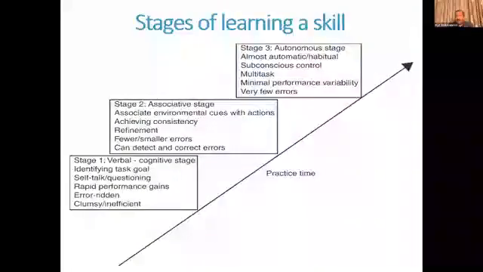And in this diagram, we can see the stages of learning a skill. When we learn a skill, especially when it is a complex skill, we pass through three stages. The first stage is the cognitive stage, where we understand the task or the skill.